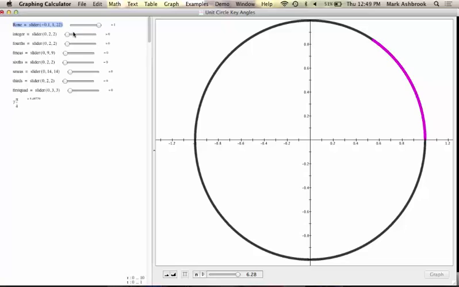And then from that, we marched around the circle, and we marked off one radius length at a time. So this would be 1 radian, 2 radians, 3, 4, 5, 6, and then all the way around.